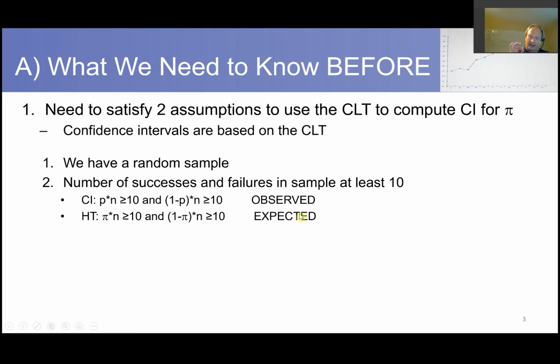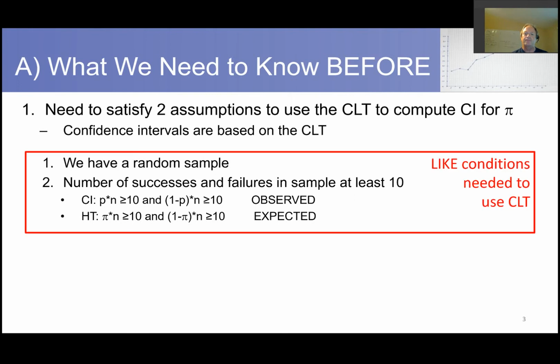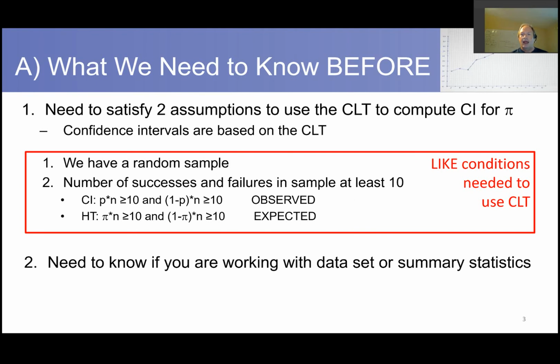So again, a small difference, but it can be important in whether or not you actually are able to run the test. And so again, these are like the conditions that we needed to use the central limit theorem when we did hypothesis testing on pi. And again, in order to use StatCrunch, we need to make sure whether we're working with a data set or summary statistics, but I think that's generally pretty obvious.